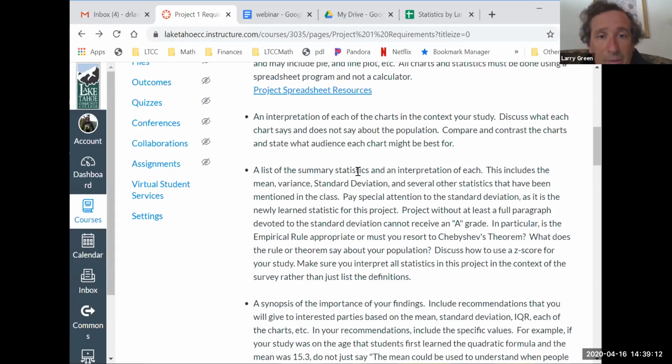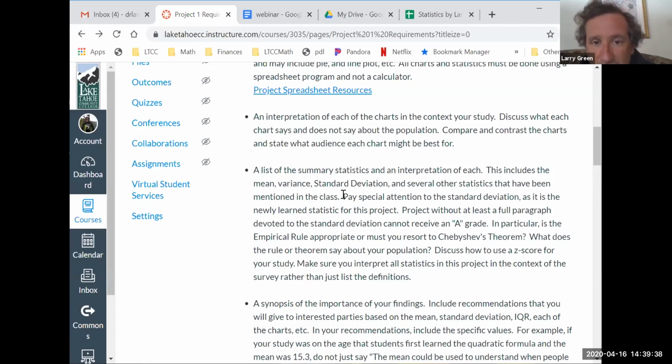Okay, a list of summary statistics. That is the mean. You can list the variance, but don't try to interpret it. The standard deviation. So for example, if you asked how much money you spent on food this week, and the variance was 4,000, the units are square dollars, which are meaningless. And that's why it's best to just skip variance. And there's a bunch of other stats.